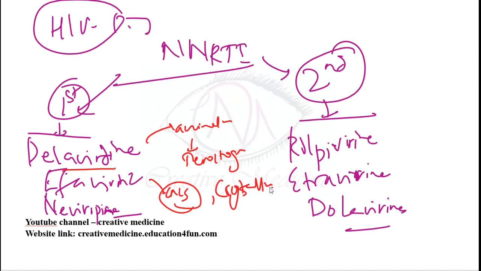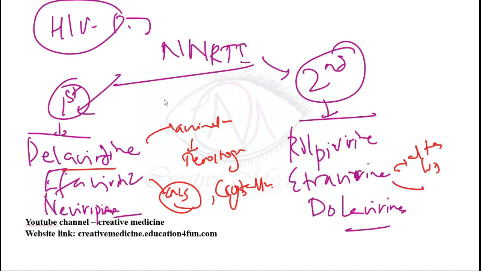Then we have etravirine. It produces an altered lipid profile, and it can be used in HIV-1 if there is resistance with first generation.